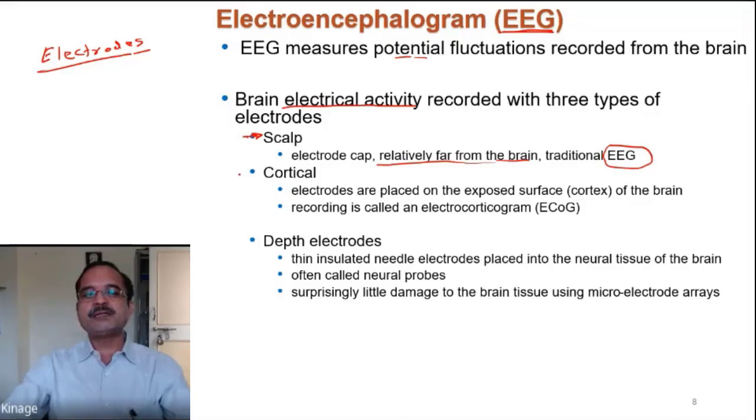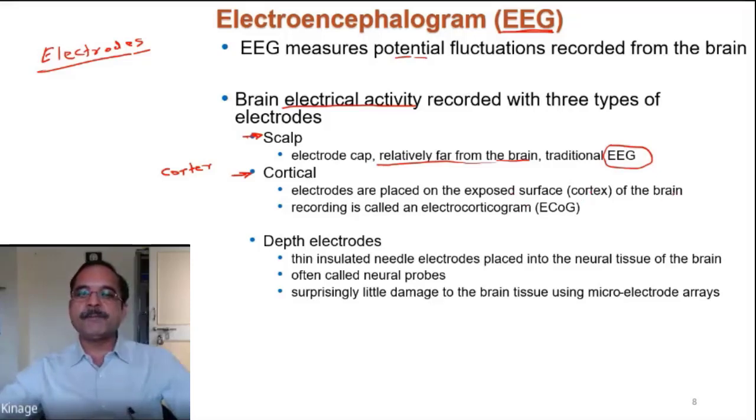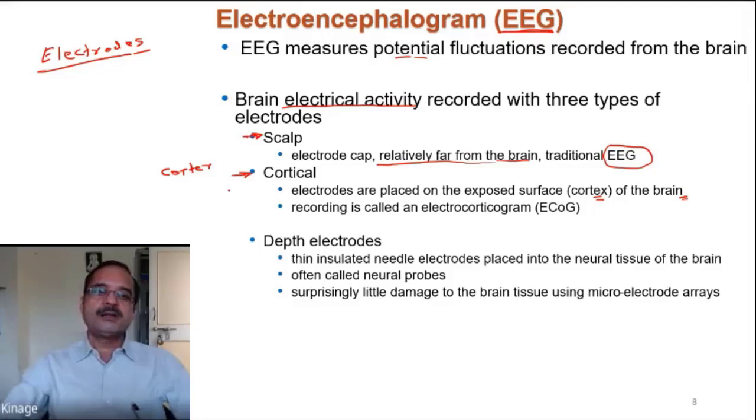Then the next one is cortical, which means the outer surface of the brain, that is the cortex. Electrodes are placed on the exposed surface of the brain, called the cortex. These types of electrodes are called cortical electrodes, and they are directly touching the brain.